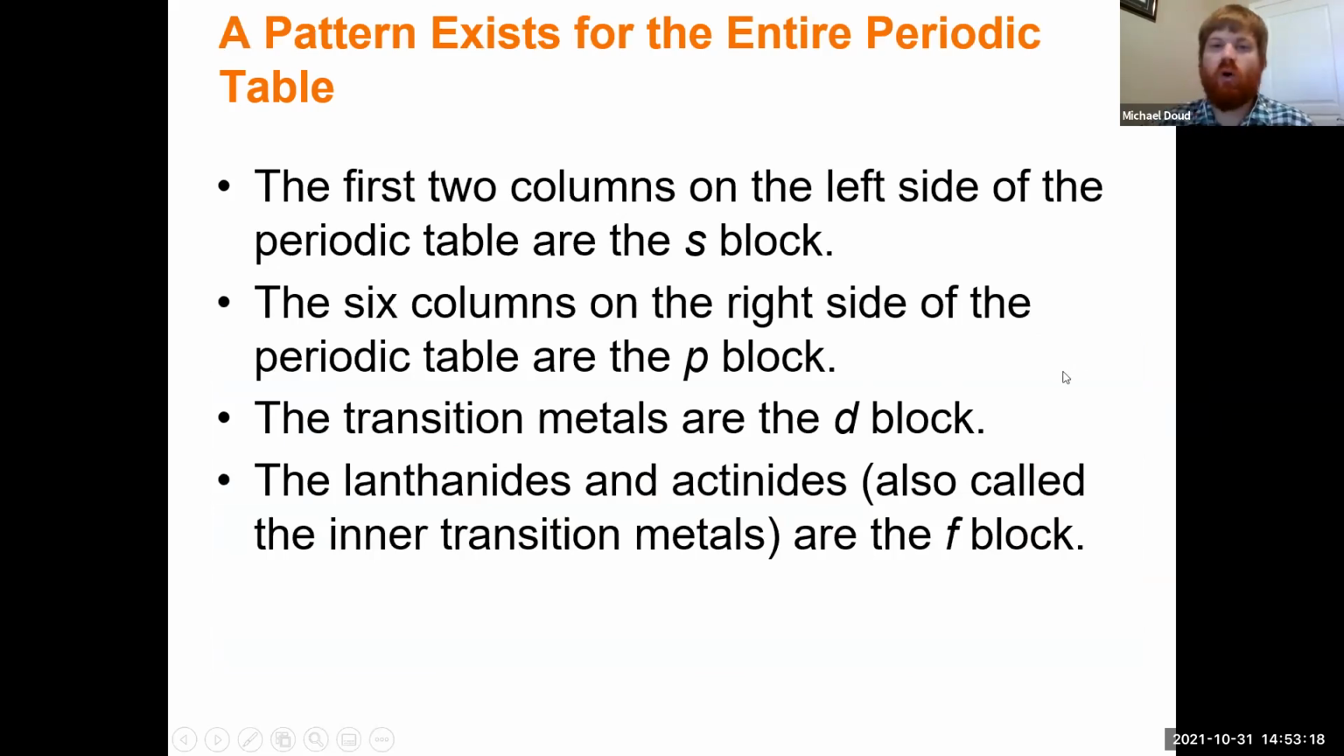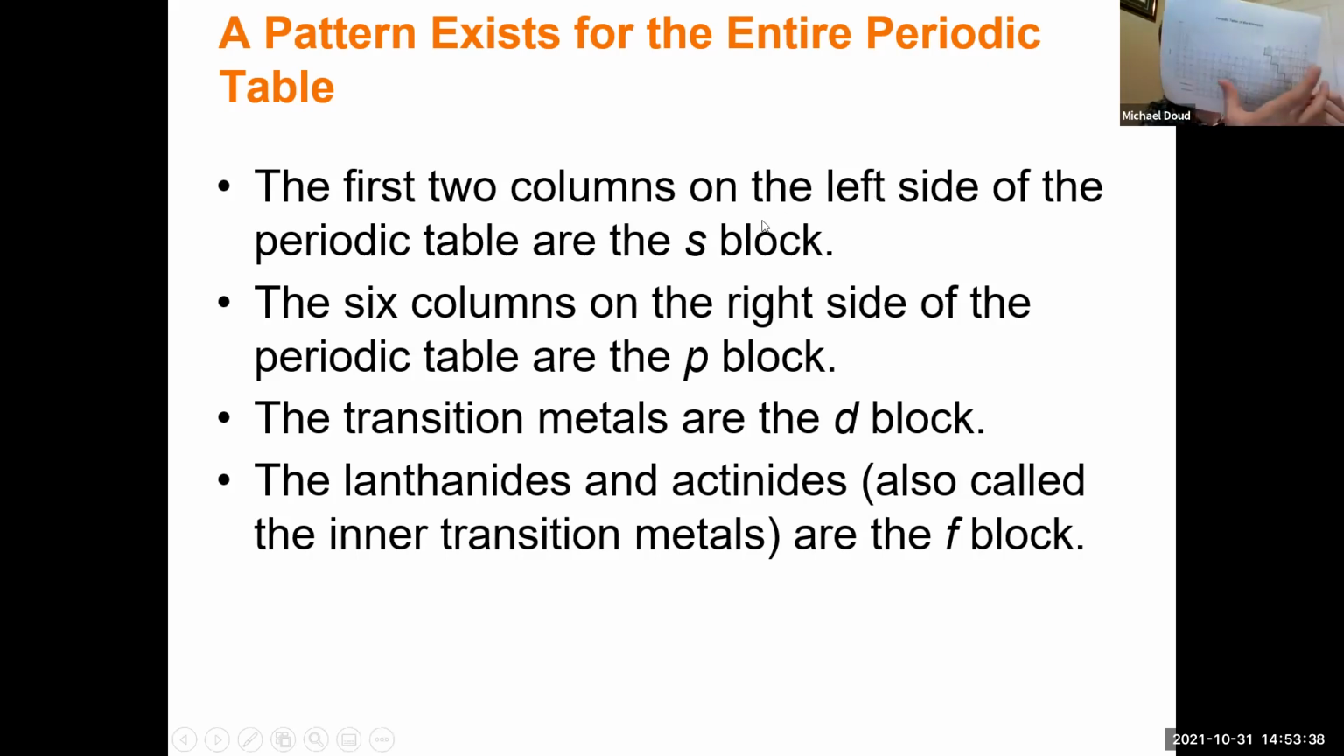Okay, so this is the overall pattern for the periodic table. The first 2 columns, these guys right here, notice that part sticks up. The reason it sticks up is because that's where you're filling the s sublevel of each energy level. And so that's what we call the s block.